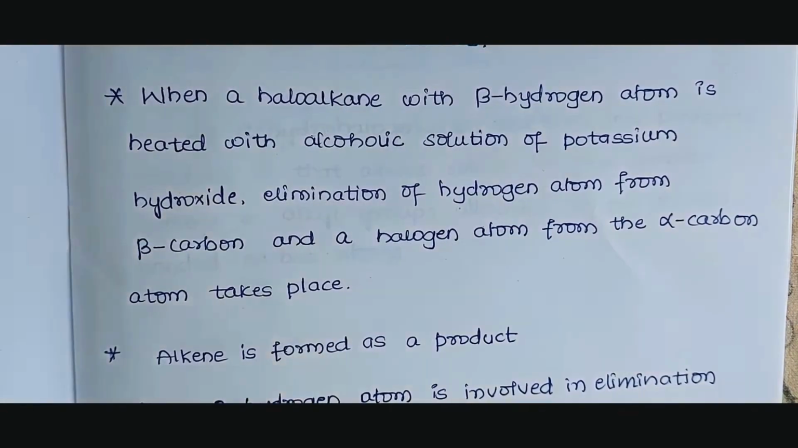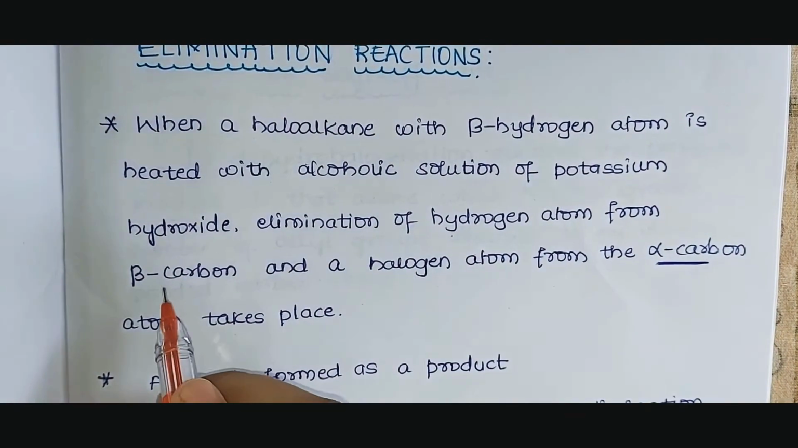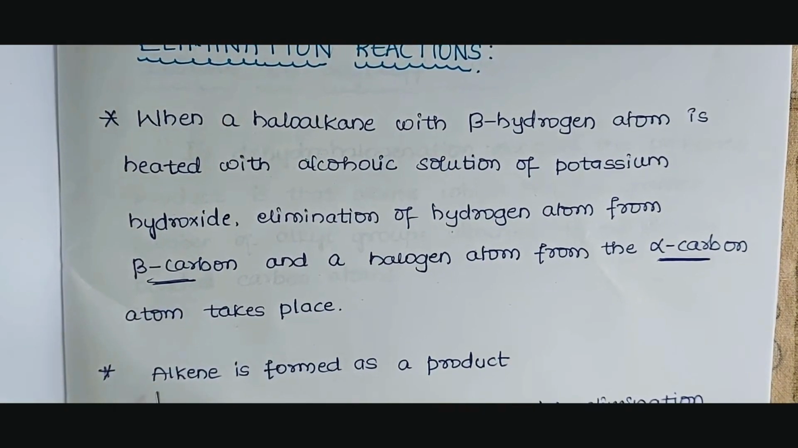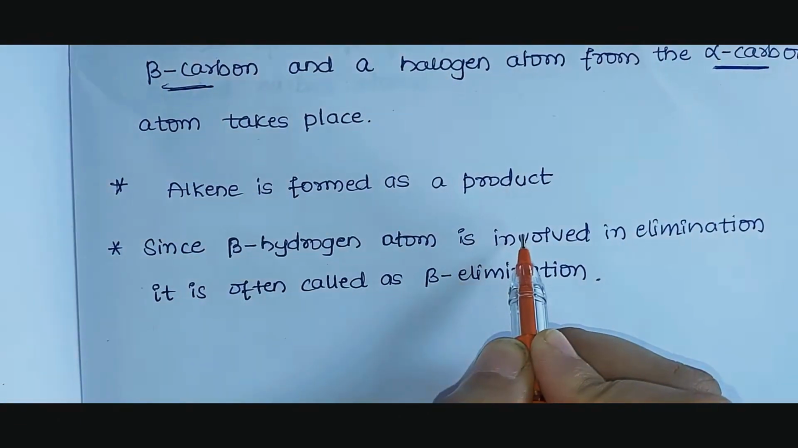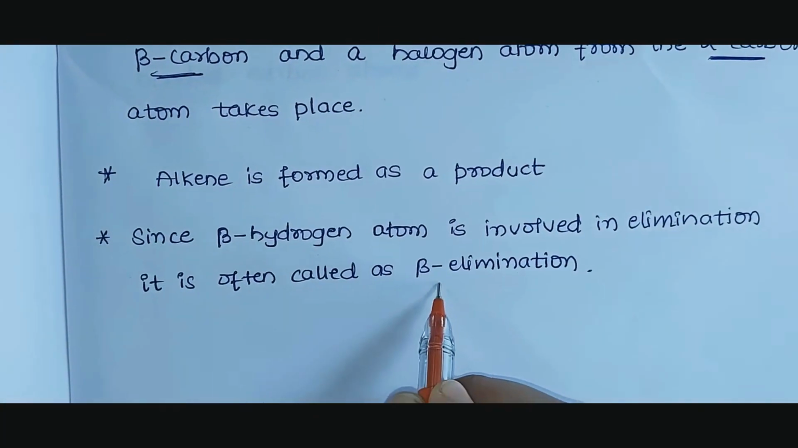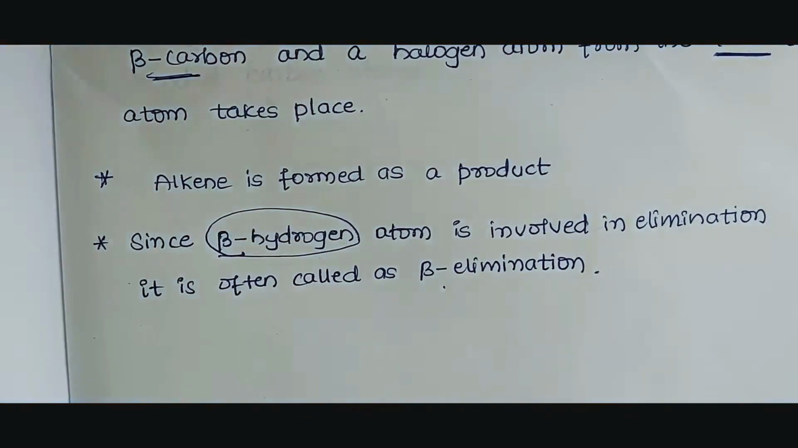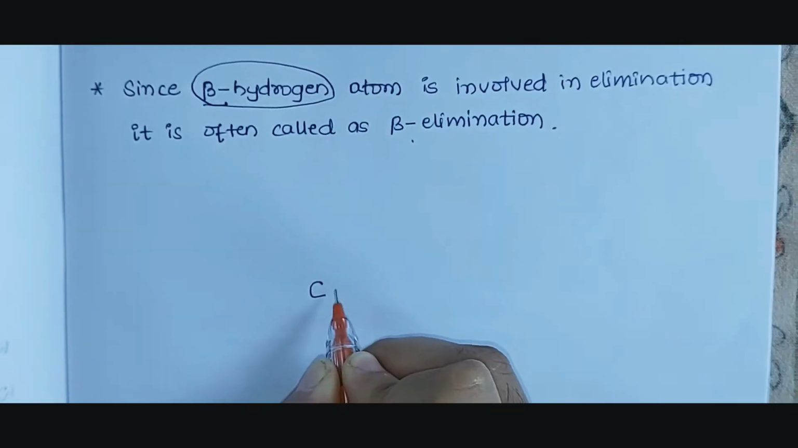So what do you mean by an alpha carbon atom? And what do you mean by a beta carbon atom? We'll observe it. Before that, let us see what is obtained as a product here. An alkene is obtained as a product, and since beta hydrogen is removed, it is called beta elimination. So what do you mean by beta hydrogen? We will observe it. Let us consider an example of an alkyl halide.